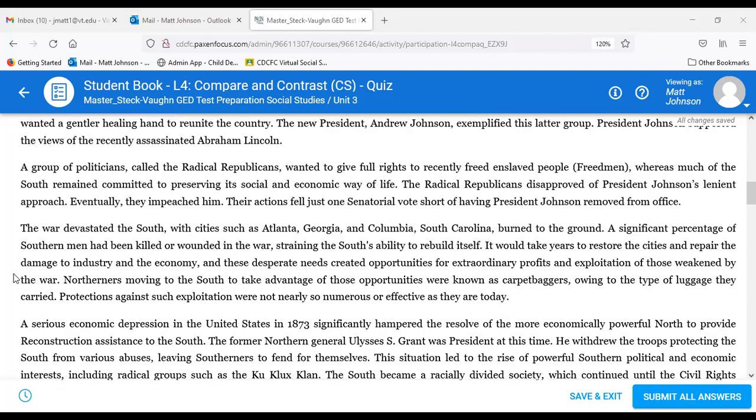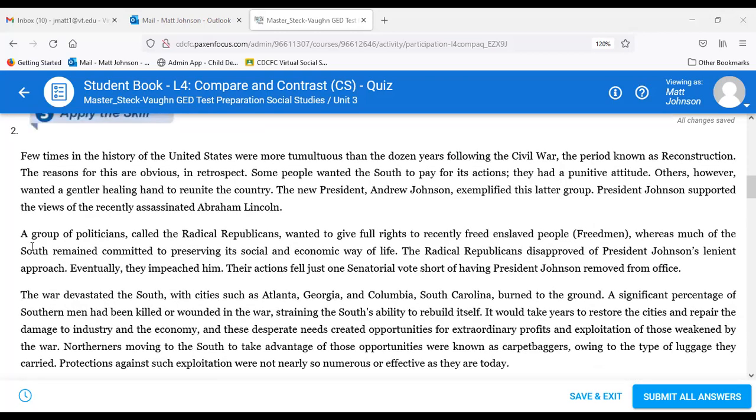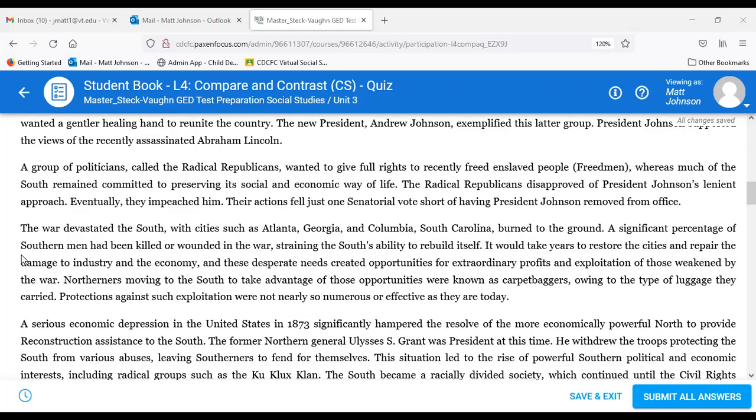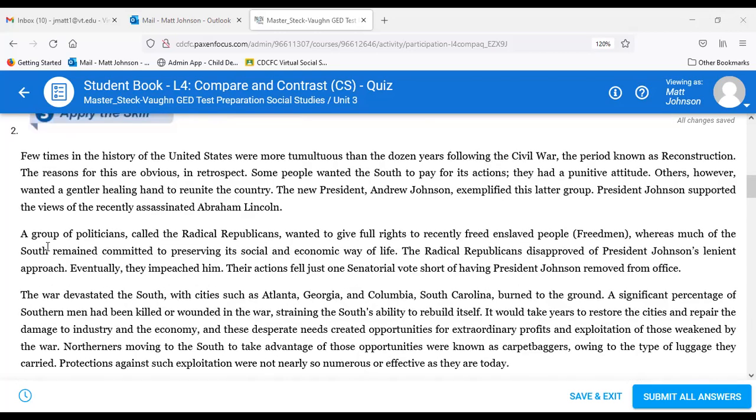Yeah. A group of politicians called the Radical Republicans wanted to give full rights to recently freed enslaved people, that's freedmen, whereas much of the South remained committed to preserving its social and economic way of life. The Radical Republicans disapproved of President Johnson's lenient approach. Eventually, they impeached him. Their actions fell just one senatorial vote short of having President Johnson removed from office.